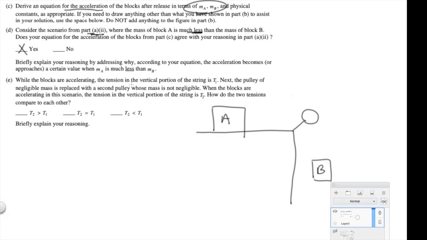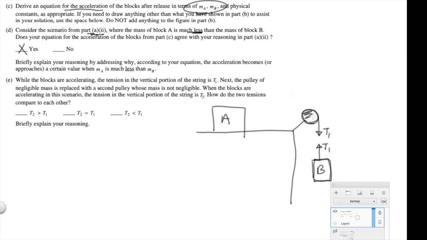So, the blocks are accelerating. The tension in the vertical portion of the string is T1. So that's T1. Every force has an equal and opposite force. So the force on the pulley, it's the same string, so that would be T1, right? It's the same rope. So the tension acting on block B is the same as the tension acting on that pulley.